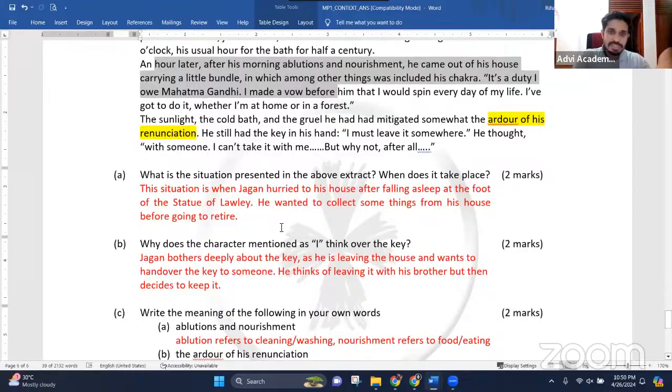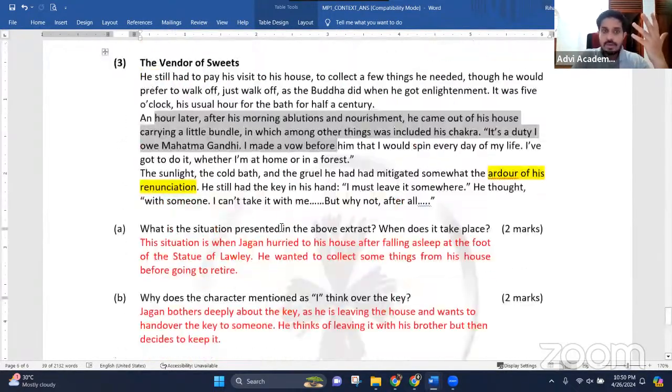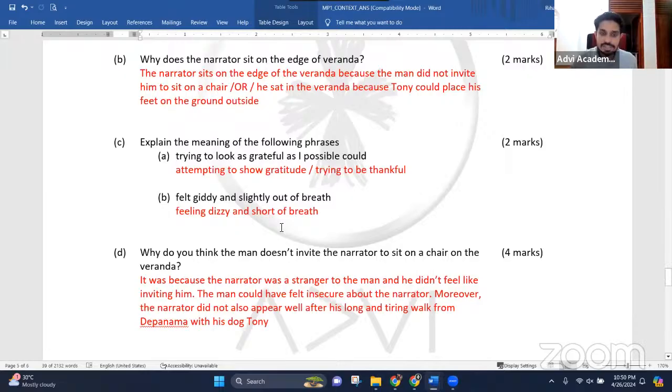Here, of course, the question I've given is directly saying, comment briefly on the significant theme. What is the theme regarding this passage? Or here, I have said, why do you think the man doesn't invite the narrator to sit down, so you need to explain. But once again, I'll tell you, it will be related to the passage. We won't ask you to explain the theme related to the novel. That is an essay question.